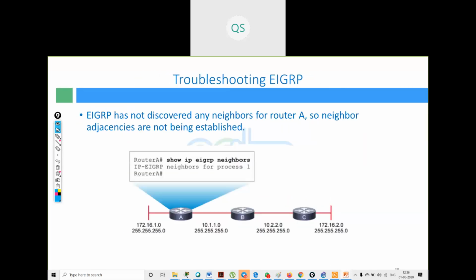Now there are some troubleshooting steps. Troubleshooting EIGRP: EIGRP has not discovered any neighbors for router A, so neighbor adjacencies have not been established. How can you check the neighborship? Show ip eigrp neighbors.